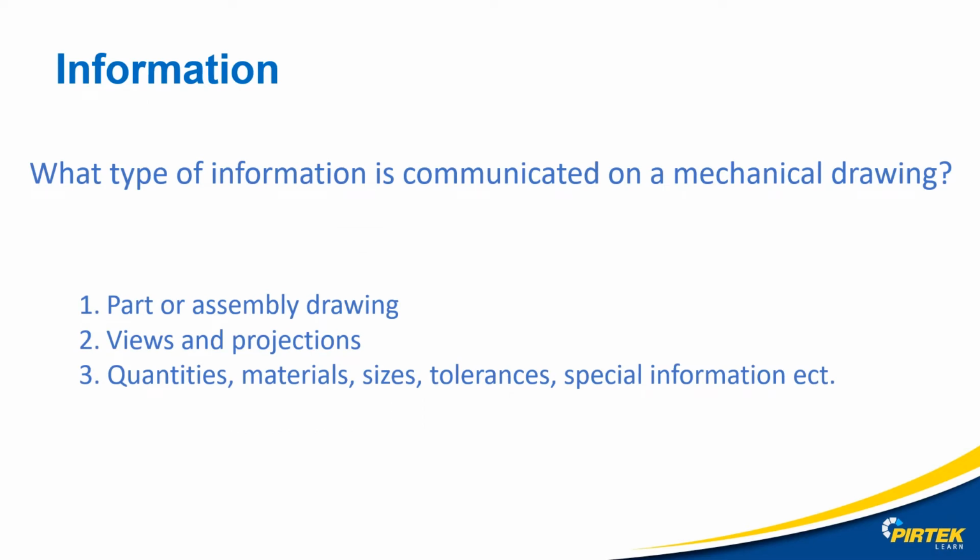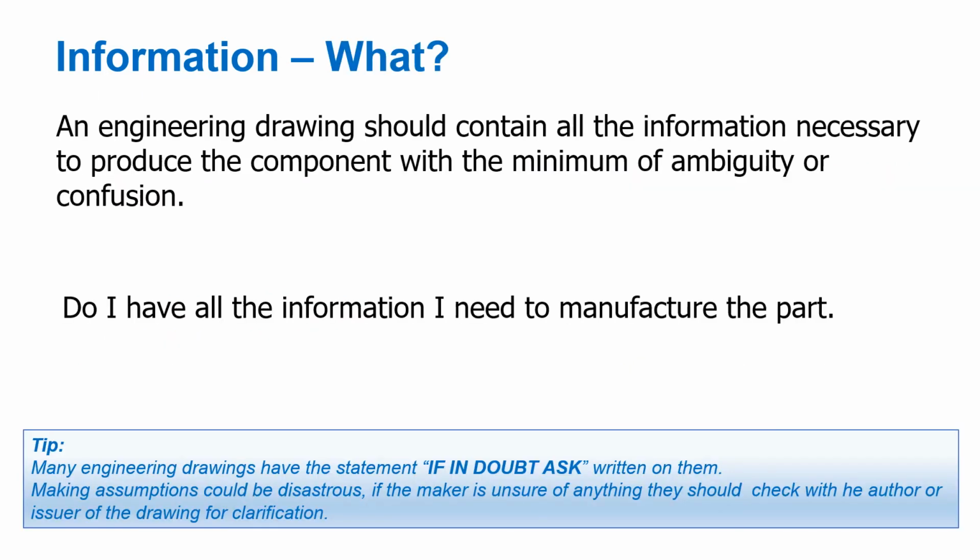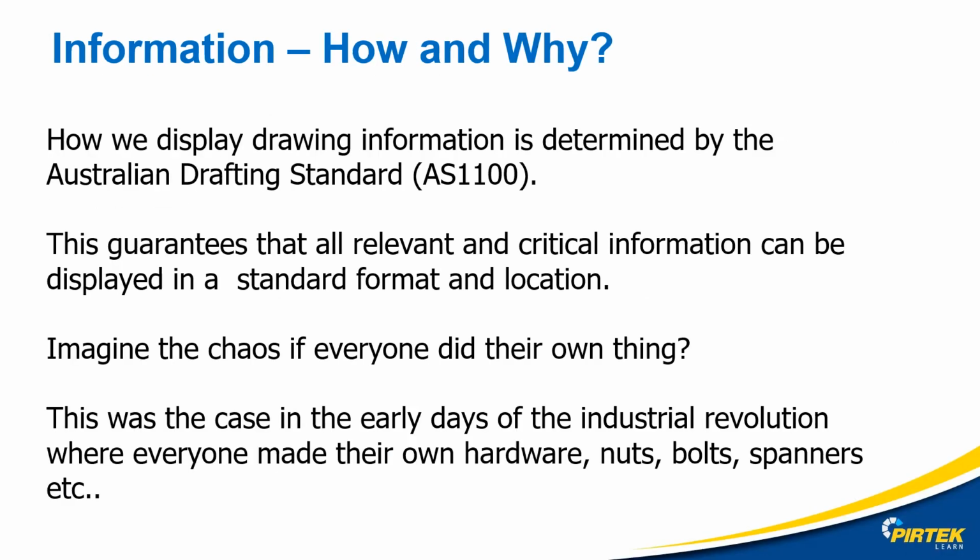What type of information is communicated on a mechanical drawing? Is it a part or a part assembly? What views, what projections are there on the drawing? Are there quantities, materials, sizes, tolerances, or other special information on the drawing? An engineering drawing should contain all the information necessary to produce or assemble a component. As we already know, information on a drawing is displayed as per Australian Standard 1100. This ensures standardization and minimizes confusion.